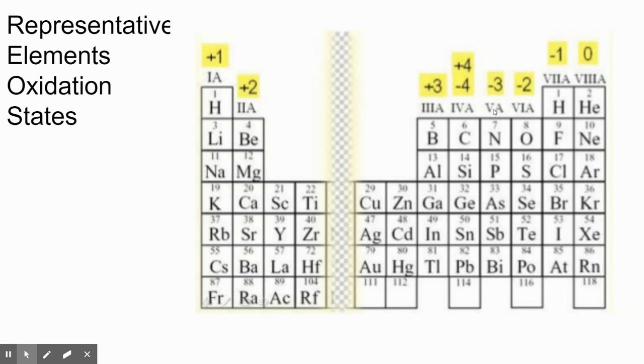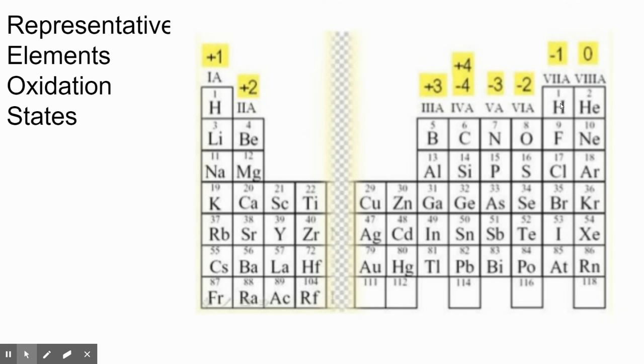Then the next group, 5A or 15, has 5 valence electrons. It's much easier to gain 3 electrons than lose 5. So that's why you have a -3 charge, because you have 3 extra negative electrons. That's the ion it's typically going to form. The next one is group 16. They have 6 valence electrons, much easier to gain 2 than lose 6. So they have a -2 oxidation state, or oxidation number.